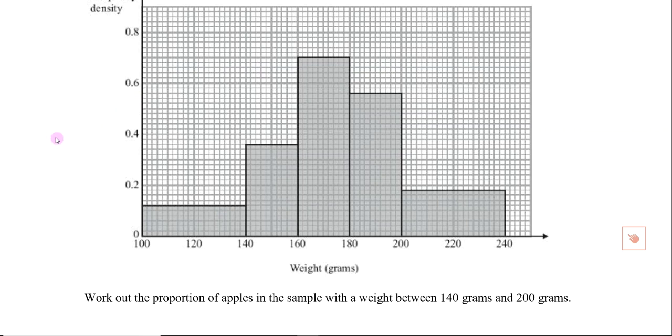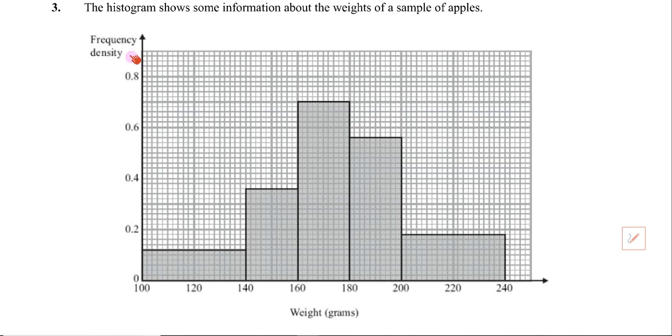How do I use the bar to find the frequency? I don't use the height, because the vertical axis is actually frequency density, not frequency. What on this histogram shows me frequency? Not the width, not the height. Thank you, Greg. The area of the bar equals the frequency. So I've got to work out the area of the bar.